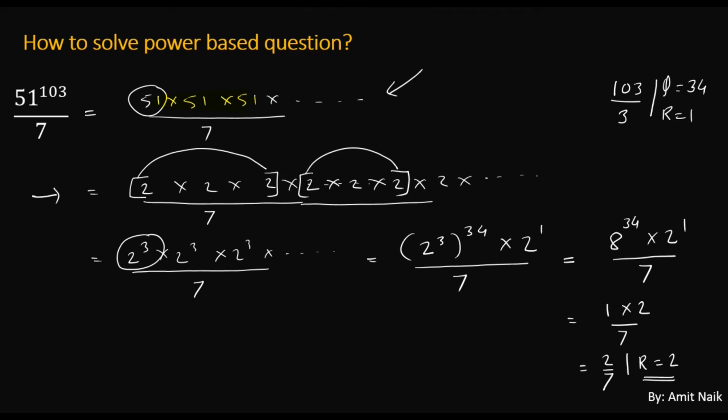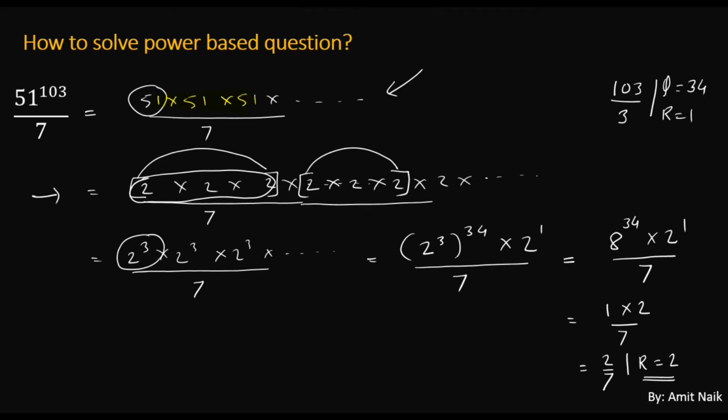So then I thought of a different scenario. I thought of grouping 3 2's together. Why? Because if I group these 3 2's together, I get 8 as a total. And then if I divide that 8 by 7, I am going to get 1 as my remainder, and that is what I wanted. So I grouped these 3 2's together. So that is 2 cube, 2 cube, 2 cube.